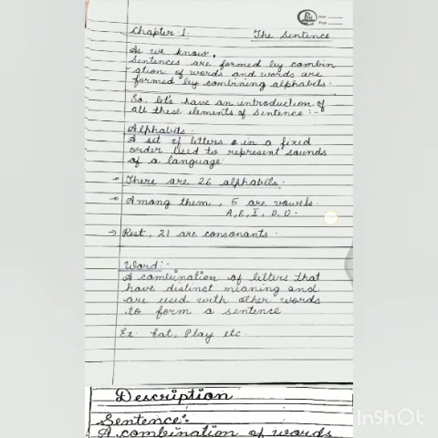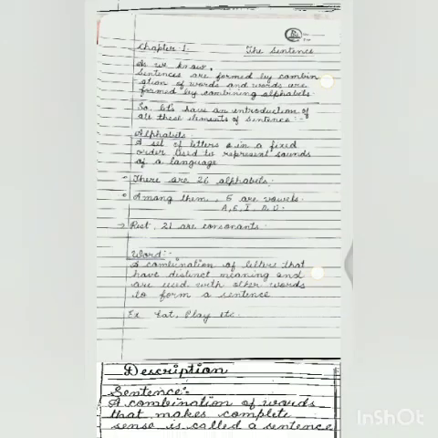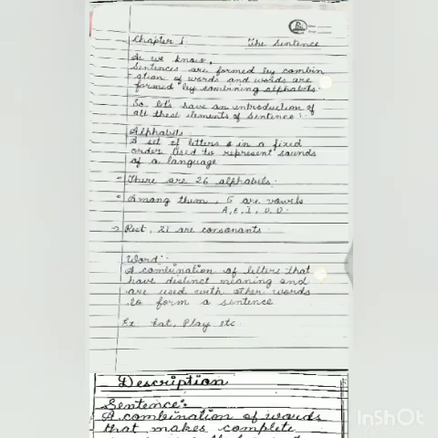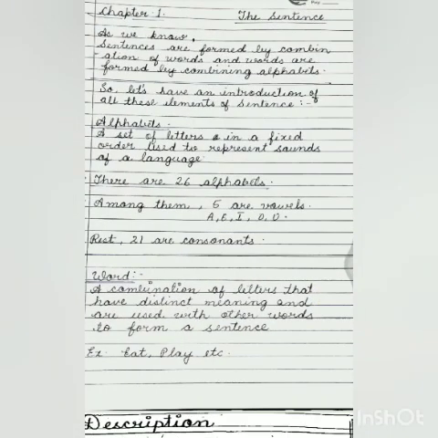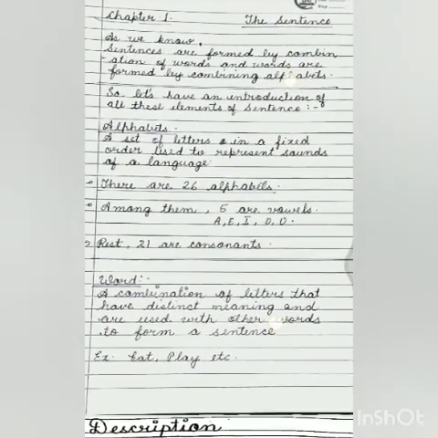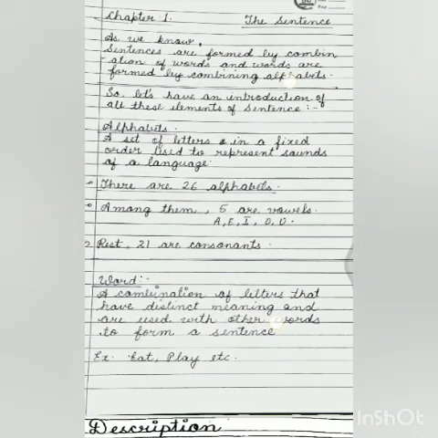That is what is written here. See, alphabets. Alphabets are a set of letters in a fixed order used to represent the sounds of a language. For example, if I have to say grammar, the sound of G is from G. That alphabet we use, G, to represent that particular sound. The particular letter which we use is called a single alphabet or a letter.